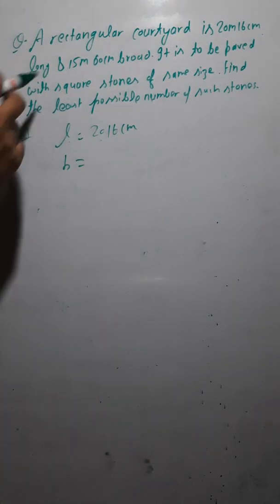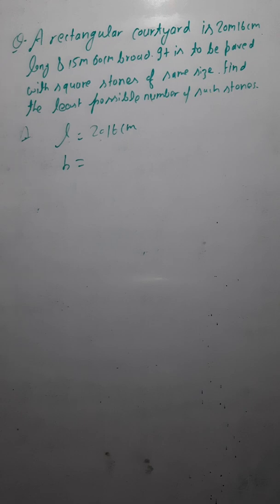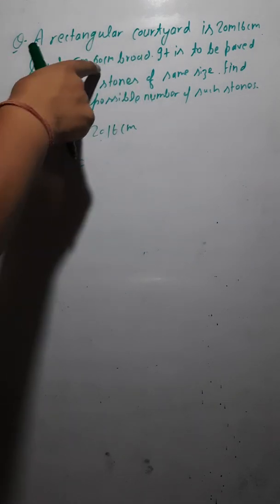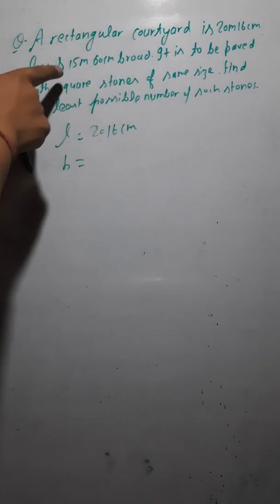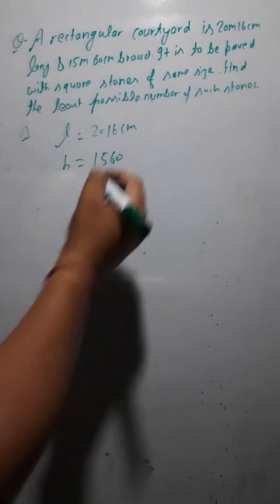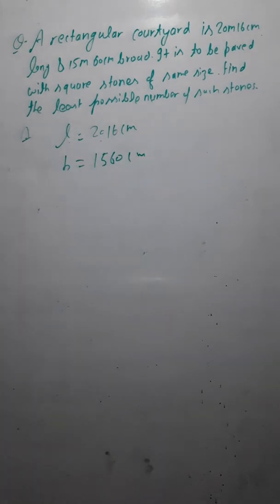And how much broad is it? 15 meter 60 centimeters. So 15 multiply 100 is 1500, isn't it? Yes, it is 1500 centimeter. This much is the length here. And 60 centimeter you are going to add there. So 1560. This would be the breadth of the courtyard. Okay, 1560.